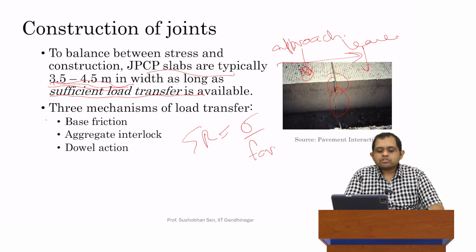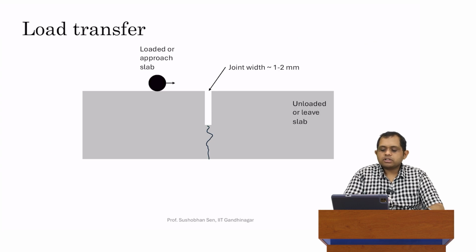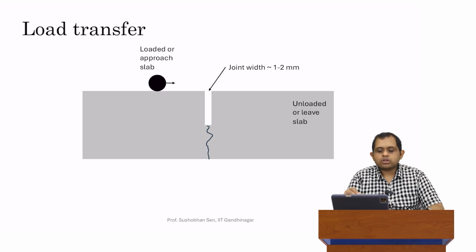So the next obvious question is, what are the different sources of load transfer? There are primarily three sources, which I'll actually explain in more detail in the next slide, but let me list them out over here. Those are base friction, aggregate interlock, and dowel action. So let me go to the next slide to give you an example of what these mean.